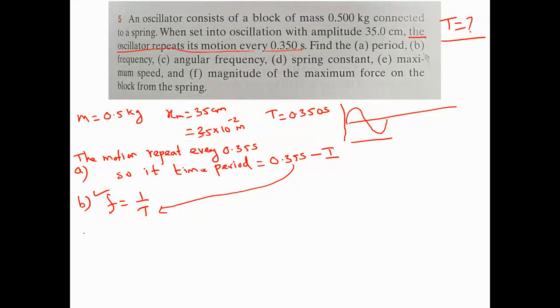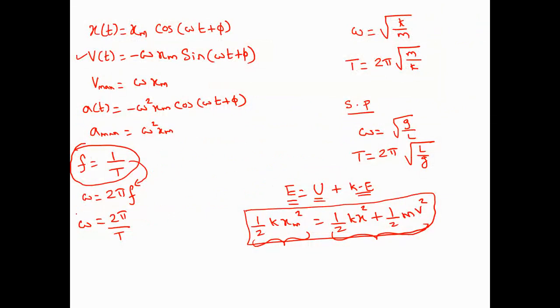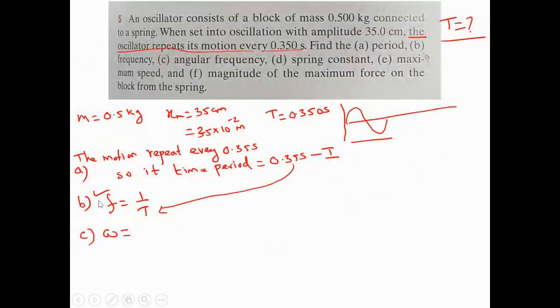What is your third question? Angular frequency. So your angular frequency is omega. What is the formula for angular frequency? We have two formulas, but here we already have the time period, so I can use this. Yes. So omega equals 2 pi over T. T is here, so I can just directly substitute. Or if you want to use this, you can just use 2 pi f.